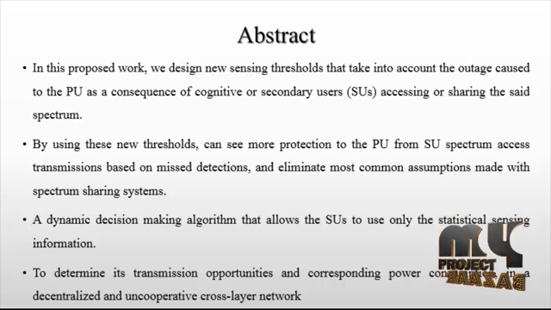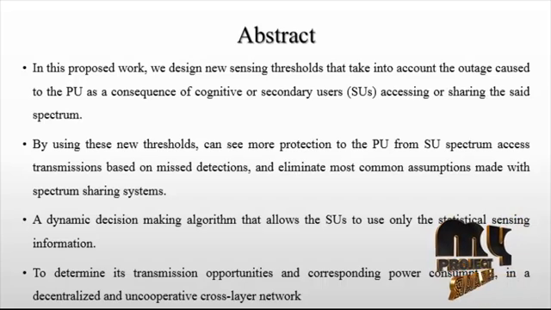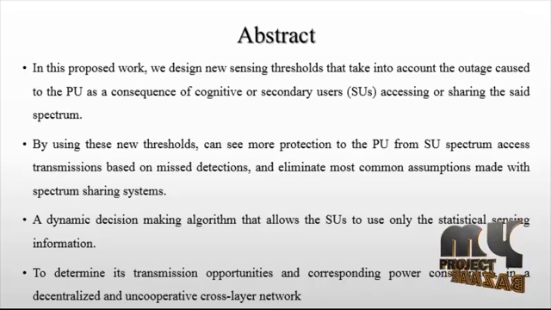Our threshold also works with a dynamic decision making algorithm that allows the secondary user to use only the statistical sensing information to understand the network dynamics and determine its transmission opportunities and corresponding power consumption, in a decentralized and uncooperative cognitive radio network. Finally, we calculate the spectrum sensing, spectrum access, and sharing of the spectrum by using the threshold design, and finally calculate the energy reduction in the decentralized network.